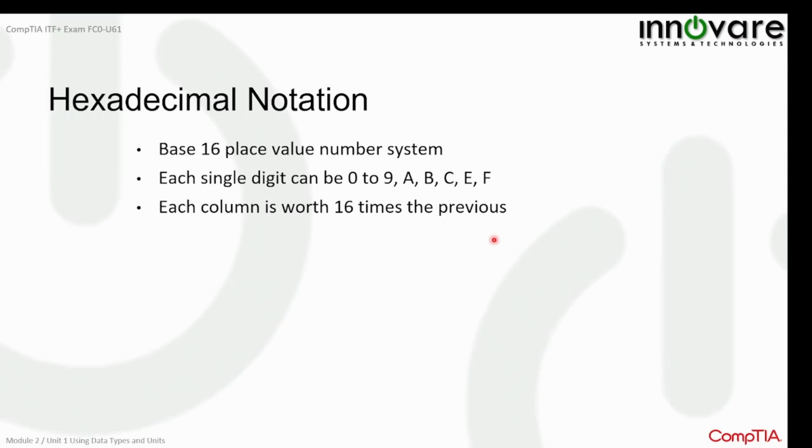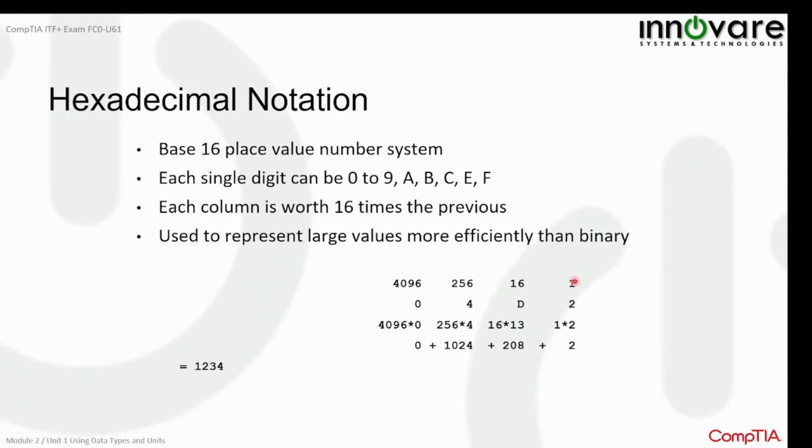Now each column is worth 16 times the previous. And instead of processing more, kasi binary, for example, to represent a bigger number it needs more binary digits. This time it's just more efficient because only a limited number of characters are needed. So for example here, again, 16 times higher than the previous one: 16, then times 16 is 256, and times 16 is 4096.